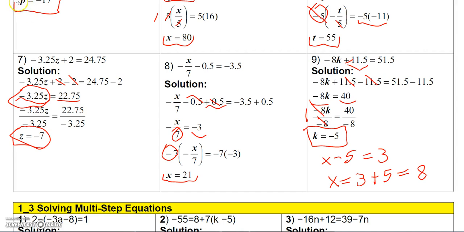Okay, so that takes care of two-step problems. Now obviously there are going to be some equations that require more than 2 steps. So what we're going to do now is look at what I call multi-step equations, or you might also call these just general linear equations.